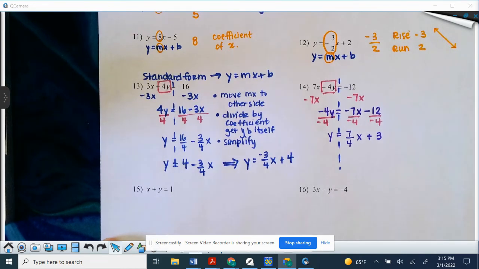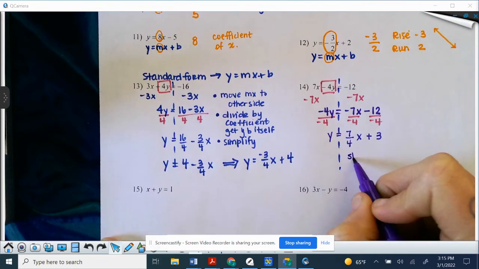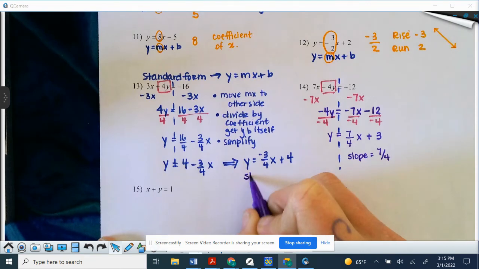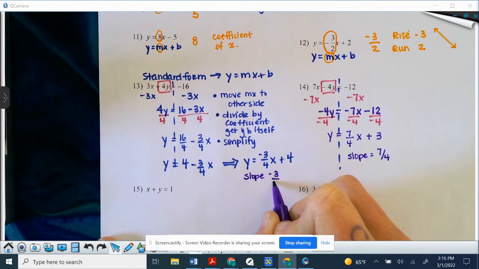So in this case, our slope is 7 over 4. Our previous slope was negative 3 over 4.